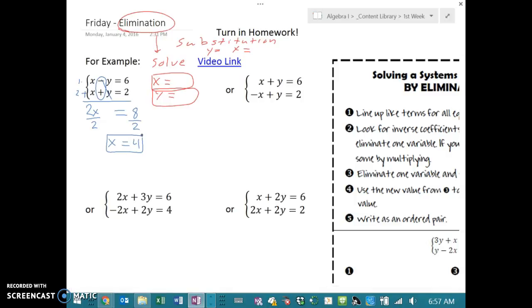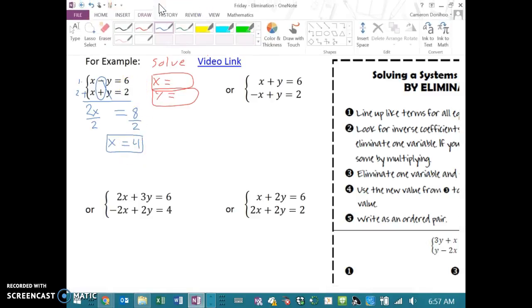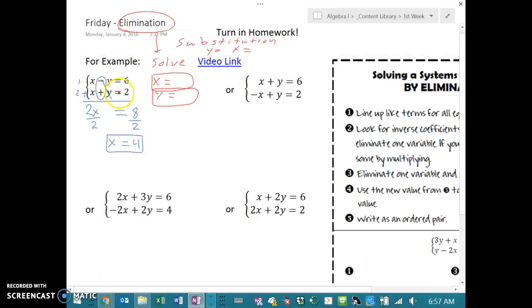Now I'll have to go back, take this information, and go back to my original equations and say, alright, if I have x plus y equals 2, I know that x is 4, plus y equals 2. So I went back, and where there was an x, I've replaced that with a 4. Now I can figure out what that y value is. Solve, eliminate. 2 minus 4 is going to be negative 2. So there are the two parts of my answer.